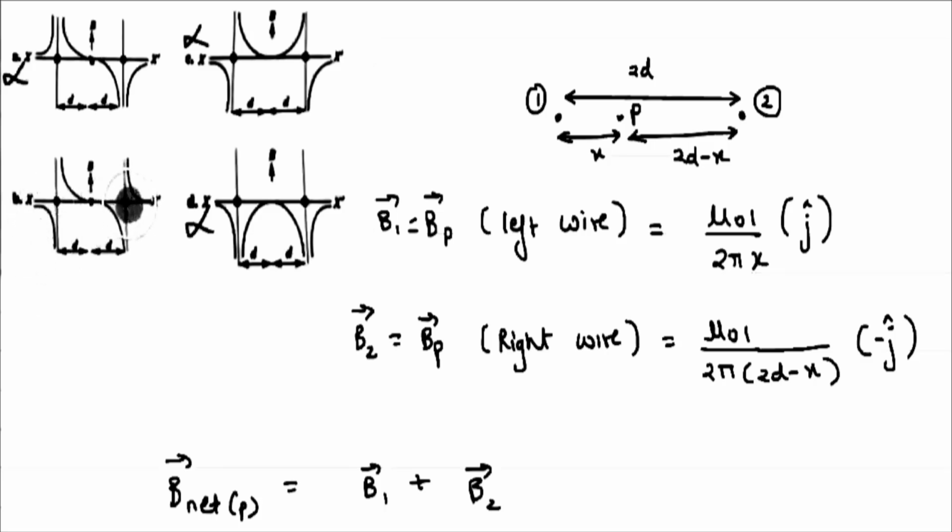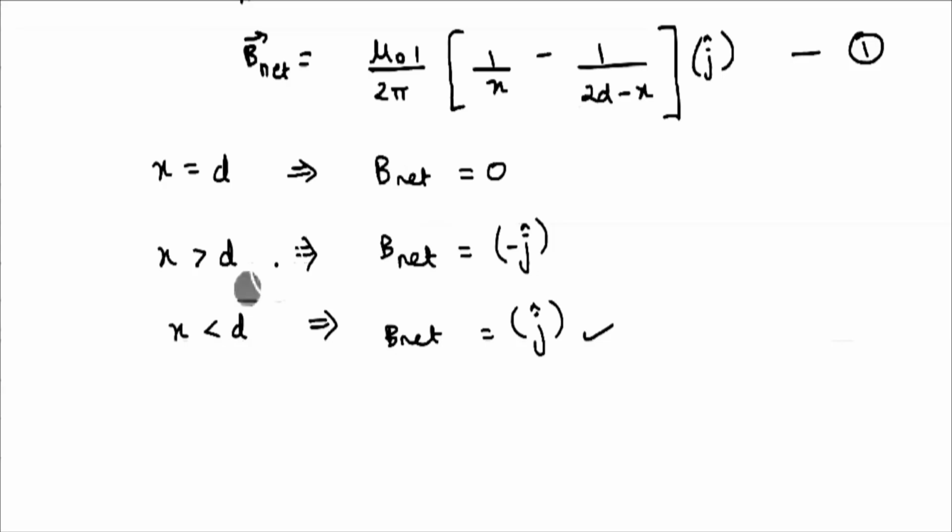And for wire 2, as we have seen, the current is coming outward, so the magnetic field direction on the right side will be upward, and it is shown along the upward y-axis. Alright, so this option is the correct answer to this question. I hope you have understood the concept, and thank you for watching.